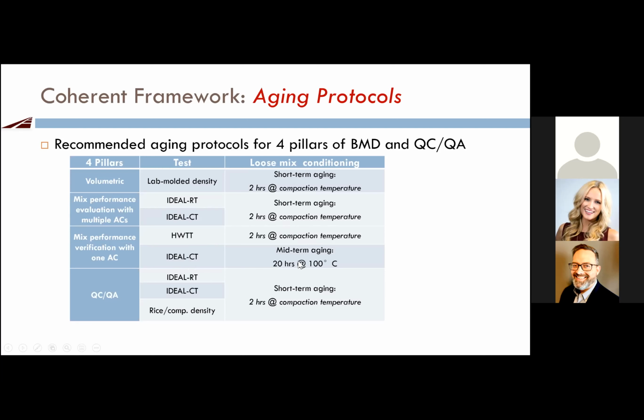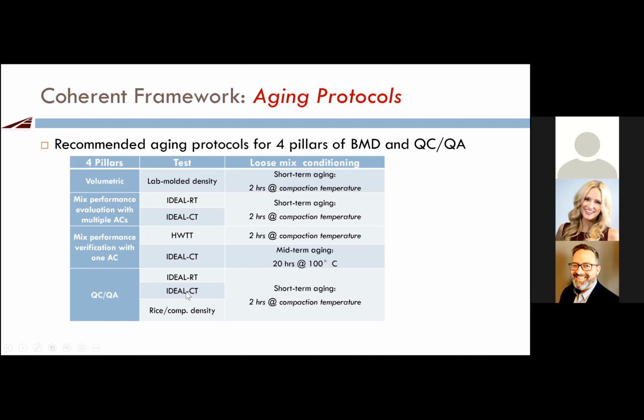For the IDEAL-CT, we talk about the mid-term aging. We pick the binder aging of 20 hours at 100 degrees Celsius. Why do we pick this specific time and temperature? Because 20 hours is the most practical time. If you go less than 20 hours, you really have lots of issues. For example, with 8 hours or 6 hours, how can you do that? A working day only has 8 hours, and that causes lots of problems. So that's why we recommend 20 hours. You just leave it overnight, and the second day you come and compact your sample.